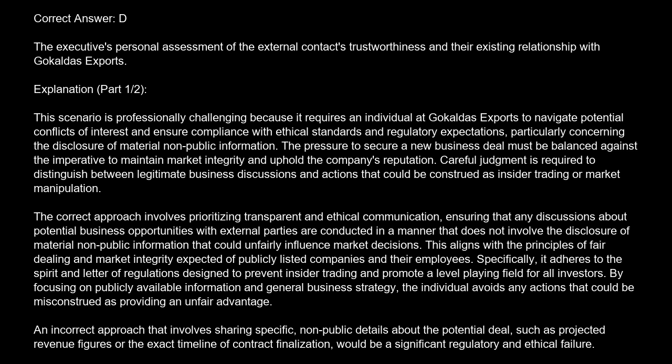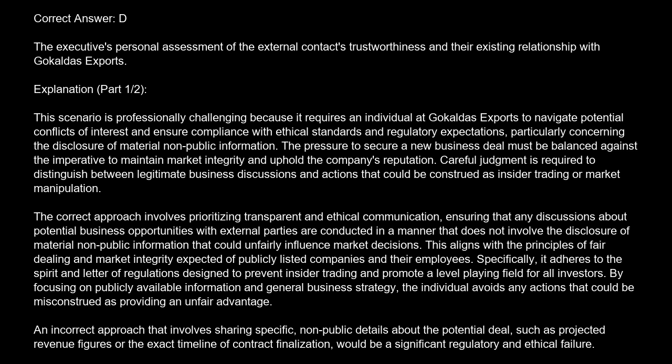Explanation: this scenario is professionally challenging because it requires an individual at Gokaldas Exports to navigate potential conflicts of interest and ensure compliance with ethical standards and regulatory expectations, particularly concerning the disclosure of material non-public information. The pressure to secure a new business deal must be balanced against the imperative to maintain market integrity and uphold the company's reputation. Careful judgment is required to distinguish between legitimate business discussions and actions that could be construed as insider trading or market manipulation.